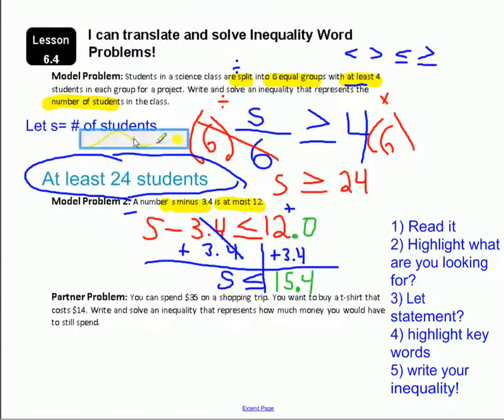Alright, so let's start highlighting. You can spend $35 on a shopping trip. You want to buy a t-shirt that costs $14. Write and solve an inequality that represents how much money you would have to still spend. So I want to know really like how much money is left over. How much money do I still have to spend?